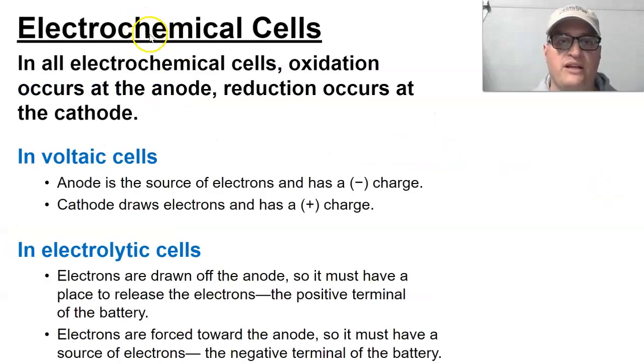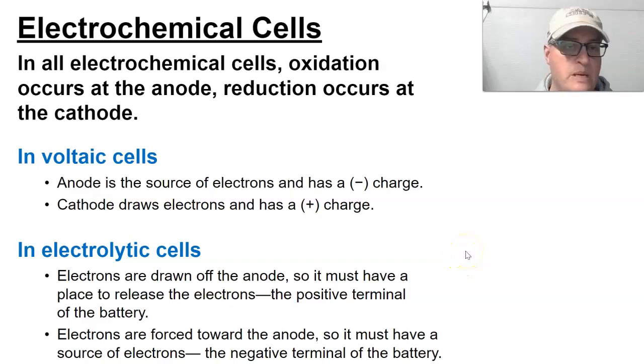Now, I said we'll get to electrochemical cells, and here we are. So electrochemical cells, we have the reverse. Oxidation occurs at the anode, reduction occurs at the cathode. This is the reverse of a voltaic cell. A voltaic cell has the anode with the electrons, the cathode with the positive charge. And this would flow and create, in a successful cell, a voltage. In an electrolytic cell, though, electrons are drawn off the anode, so it must have a place to release the electrons, the positive terminal of the battery. Electrons are forced towards the cathode, so it must have a source of electrons, the negative terminal of the battery.